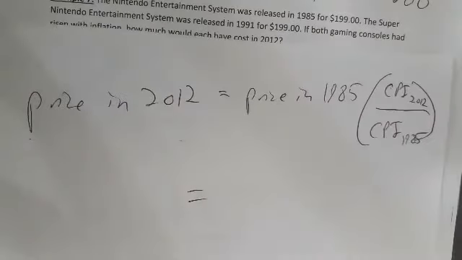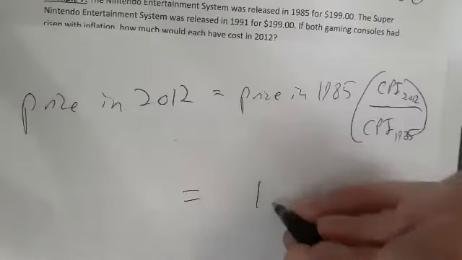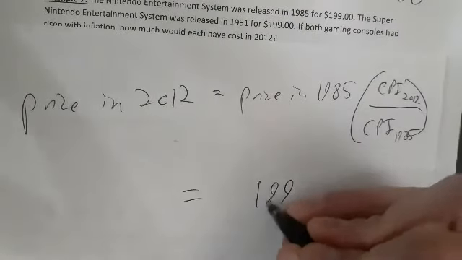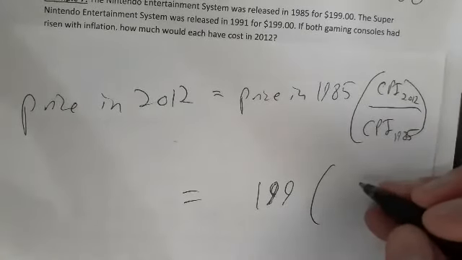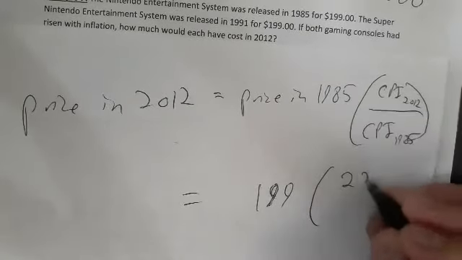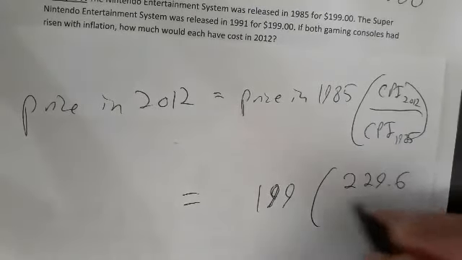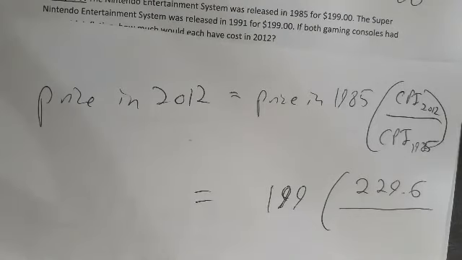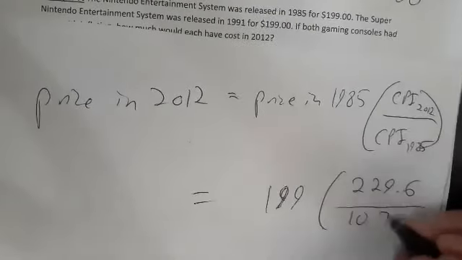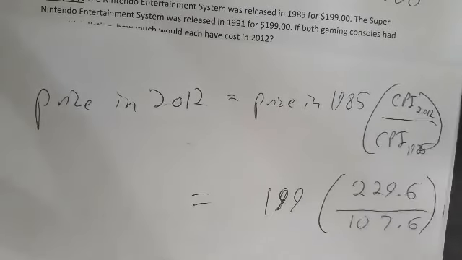So if we want to know the price in 2012, it was $199 in 1985. Our CPI of 2012, I think we've used that a few times already, is 229.6. And the CPI in 1985, I'm going back and looking at that table, at the year 1985. If you're looking at the right spot, you should be getting 107.6.